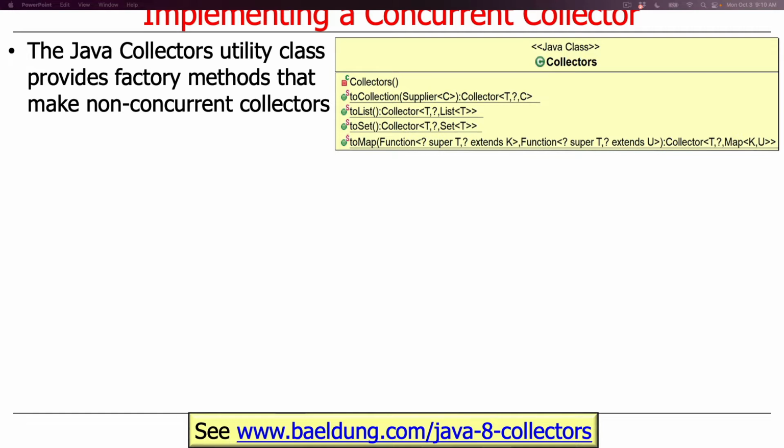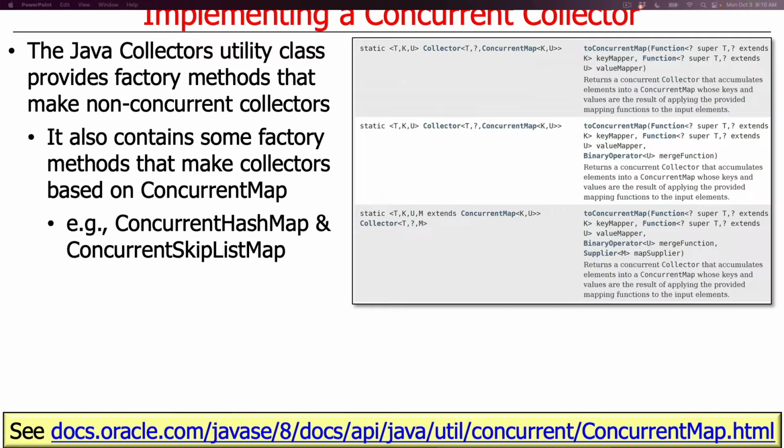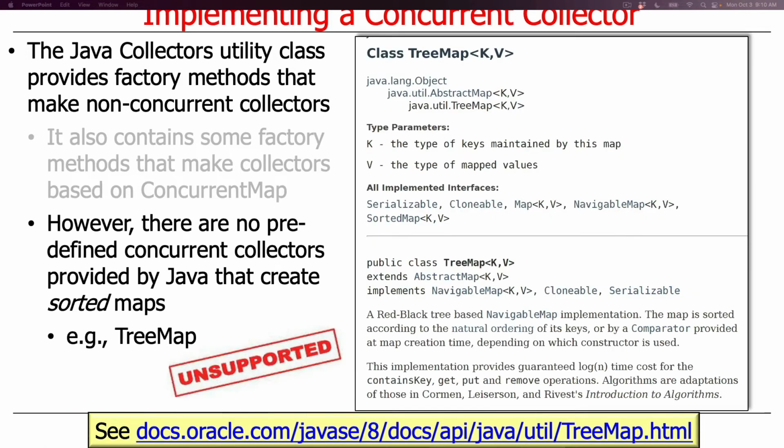Just to talk through some things I mentioned earlier, but in a more systematic way: the Java Collectors utility class, the one we've seen before that gives us things like maps and sets and lists, has all these factory methods that make non-concurrent collectors. Here are some examples. It also has a handful of methods that make concurrent collectors. There's a set of methods to make a concurrent collector for a map, and you can also have a concurrent collector for a skip list map, which I've never really used, but it's another way to optimize the performance of collections.